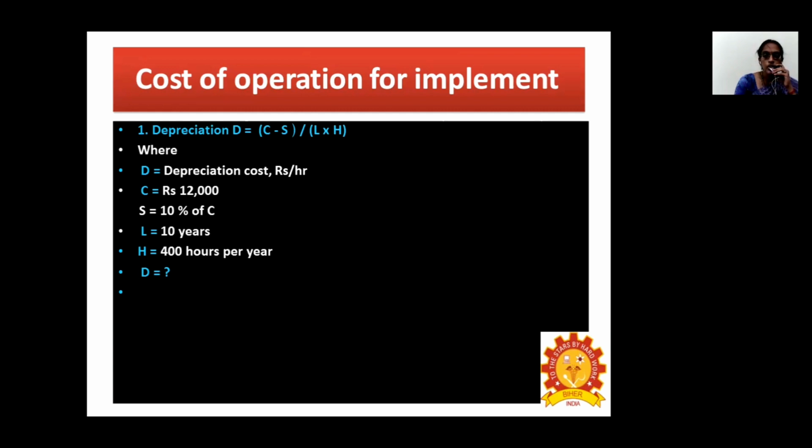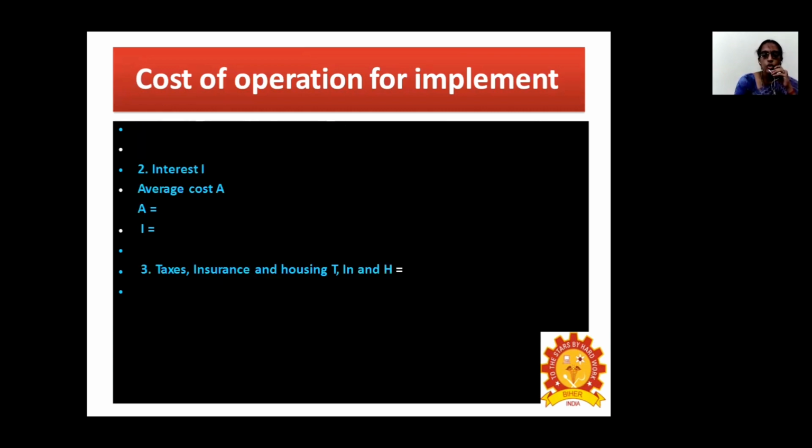So normally the depreciation cost is calculated by subtracting S from C, and then you have to divide it by L, which will be 10 into 400. If you do this calculation, you can calculate the depreciation cost. So per hour, if you work these tractors, the value will decrease by 2.7 rupees.